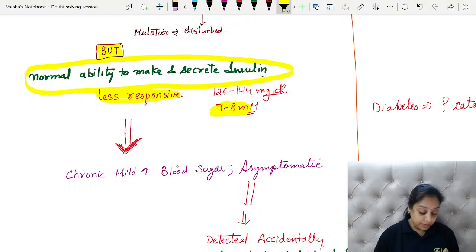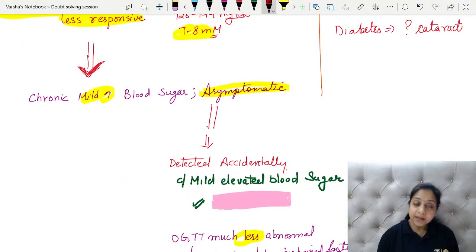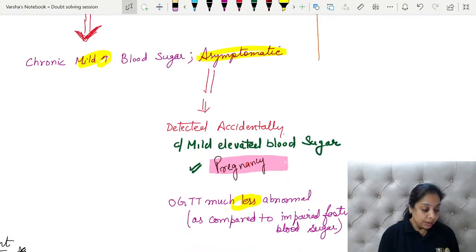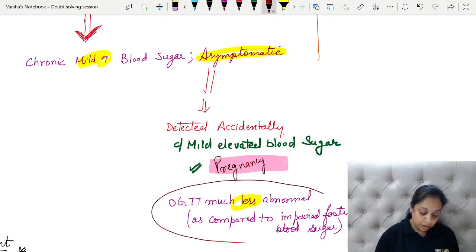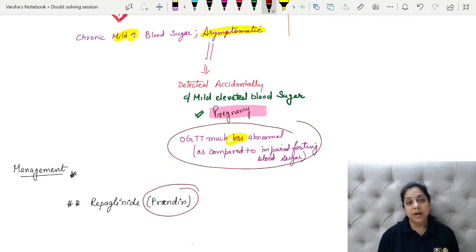There will be a mild increase in blood sugar, and that is why it is asymptomatic. When we diagnose it, it is usually detected accidentally. Maybe a patient went for some kind of test and they figure out the blood glucose is high. That is accidental detection. Also, majorly during pregnancy, the OGTT is much less abnormal as compared to the impaired fasting blood glucose level. And how do we manage it? By giving diet. So usually this is a question related to MODY2.